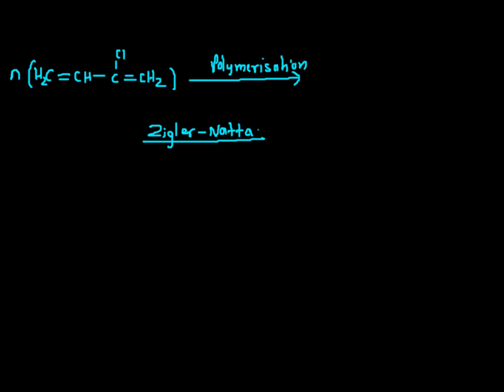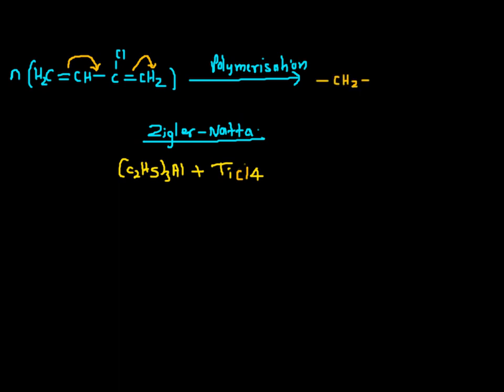The molecular formula of Ziegler-Natta is triethyl aluminium plus titanium tetrachloride, TiCl4. Okay, so 1,4 addition polymerization takes place. The bond gets shifted here, and the bond at first position gets shifted to another monomeric unit, and we get the polymer.